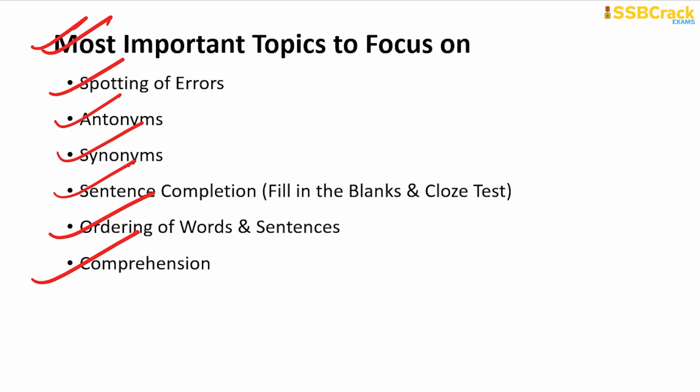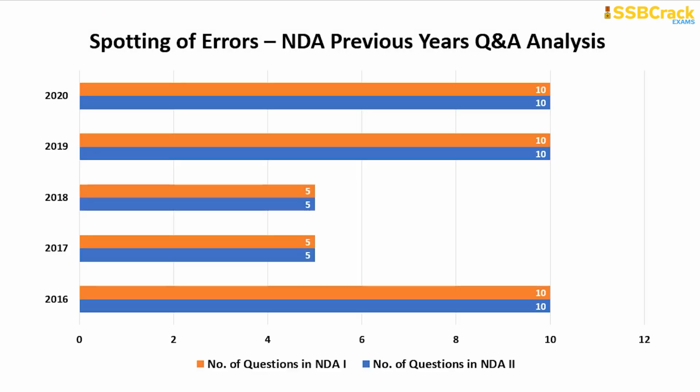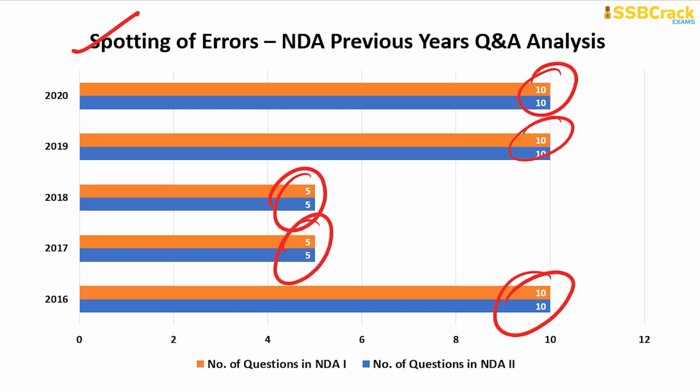Let's see the previous year's Q&A analysis, and then see how we can contribute each day and how many hours we need to contribute for each topic. Let's start with the first most important topic, and that is spotting of errors. 10 questions have come from this topic in both NDA 1 and 2 in 2020, in 2019, and also in 2016, and 5 questions have come in both NDA 1 and 2 in 2018 and 2017. So on average you will get 5 to 10 questions from this topic. That means a lot. If you answer them all correctly, you can score at least 20 to 40 marks.